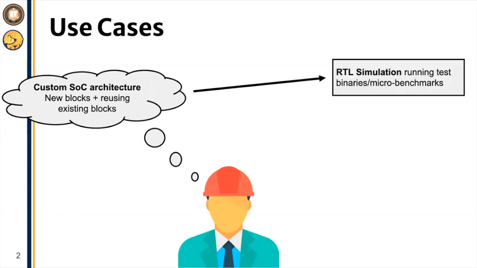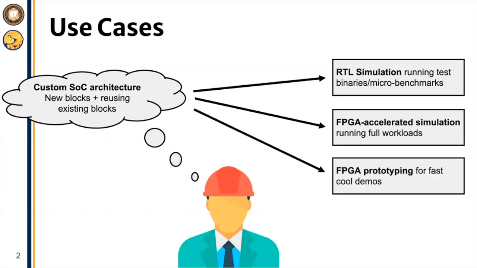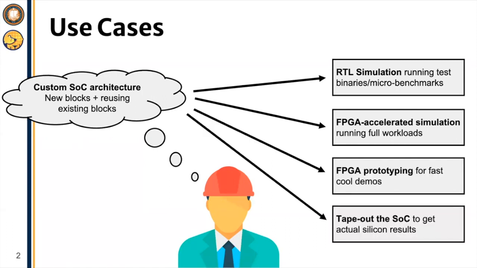If you're doing very early stage design work, you can just get by with RTL simulation. If you want to run longer workloads, like using Linux, then you need a faster simulation running on the FPGA using FireSim. If you want to do a cool demo really quickly, maybe you don't need FireSim, you just do an FPGA prototype. But finally, if you want actual silicon back and you want to tape out the chip, then you have to go through the whole VLSI physical design flow, which is a monster of a job in itself.